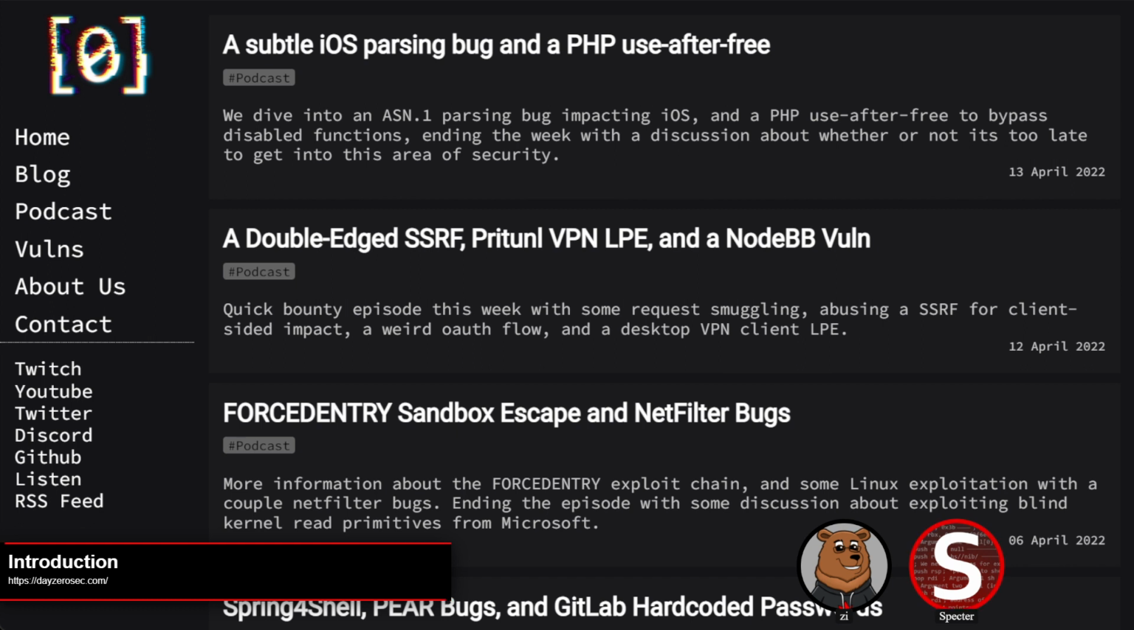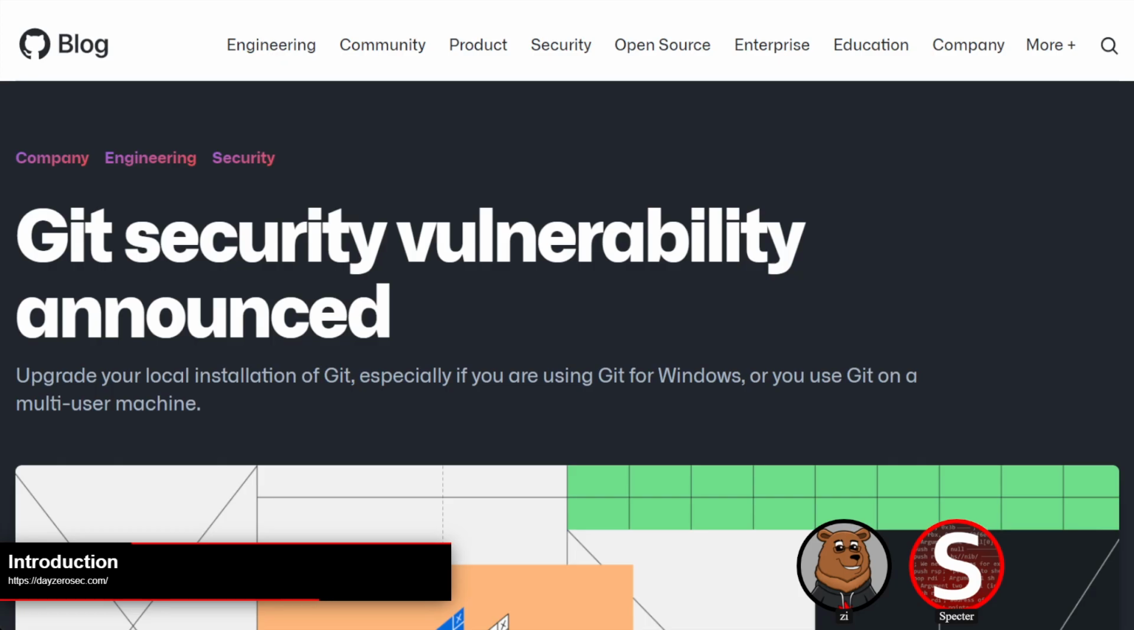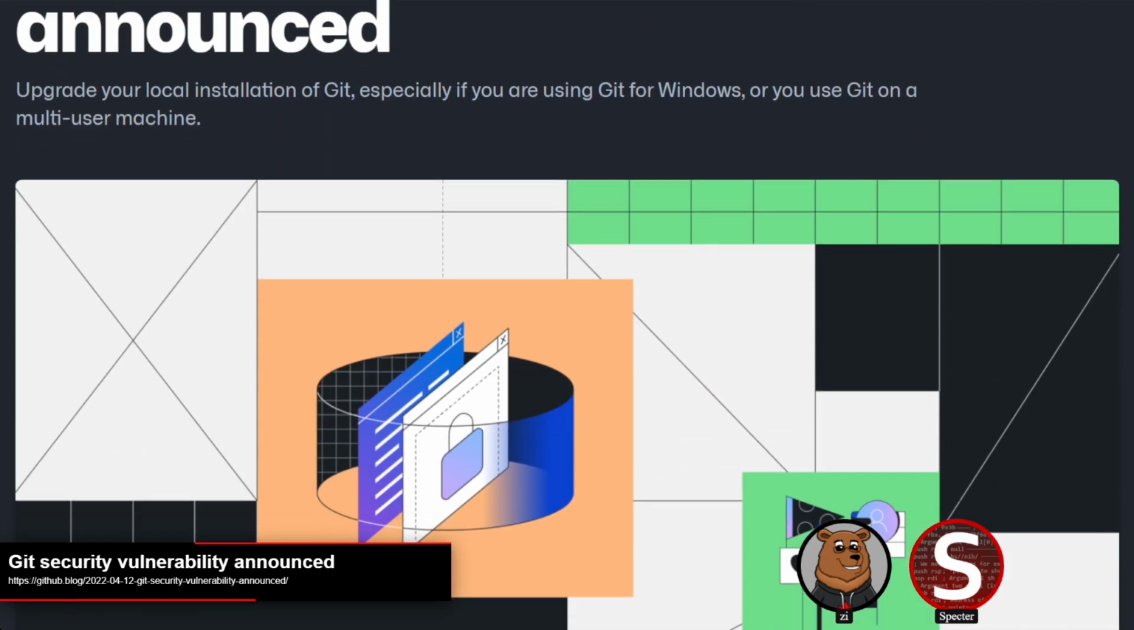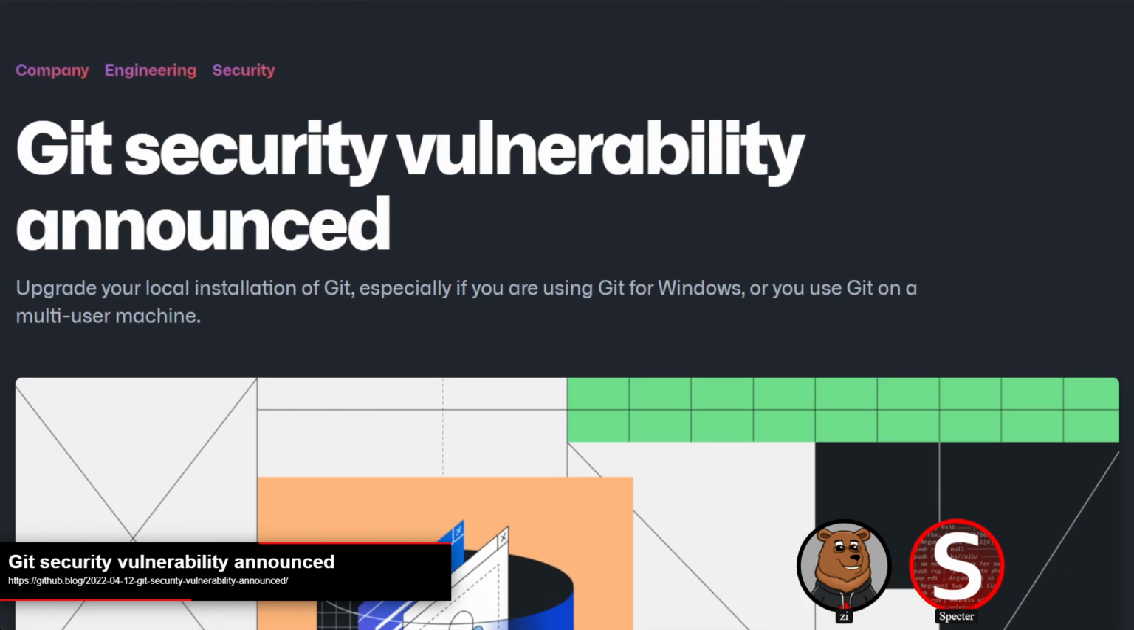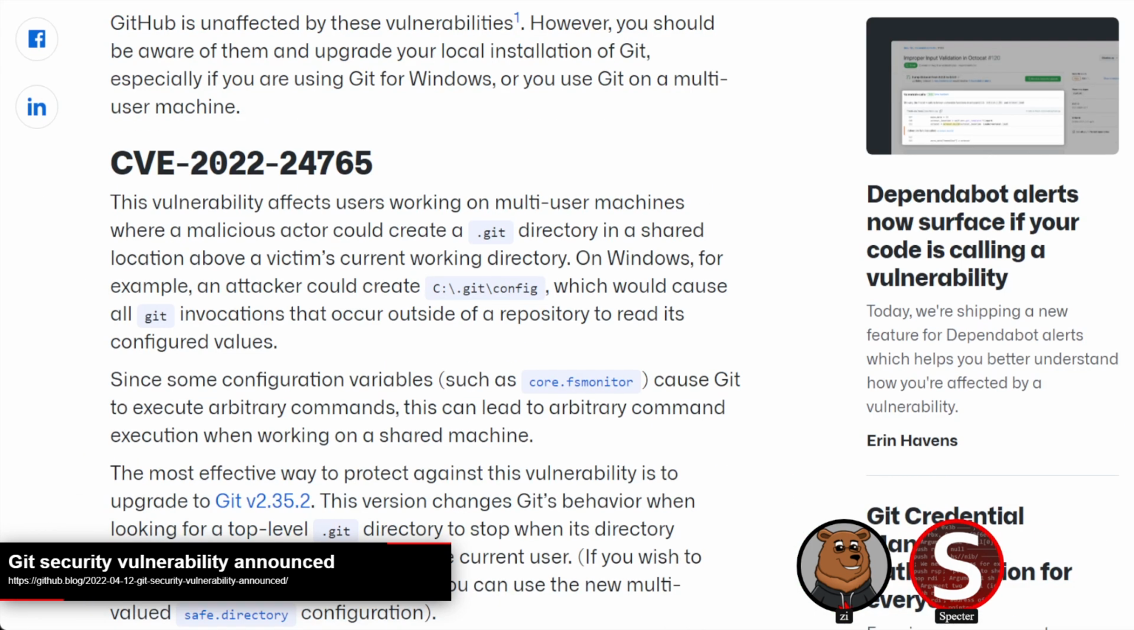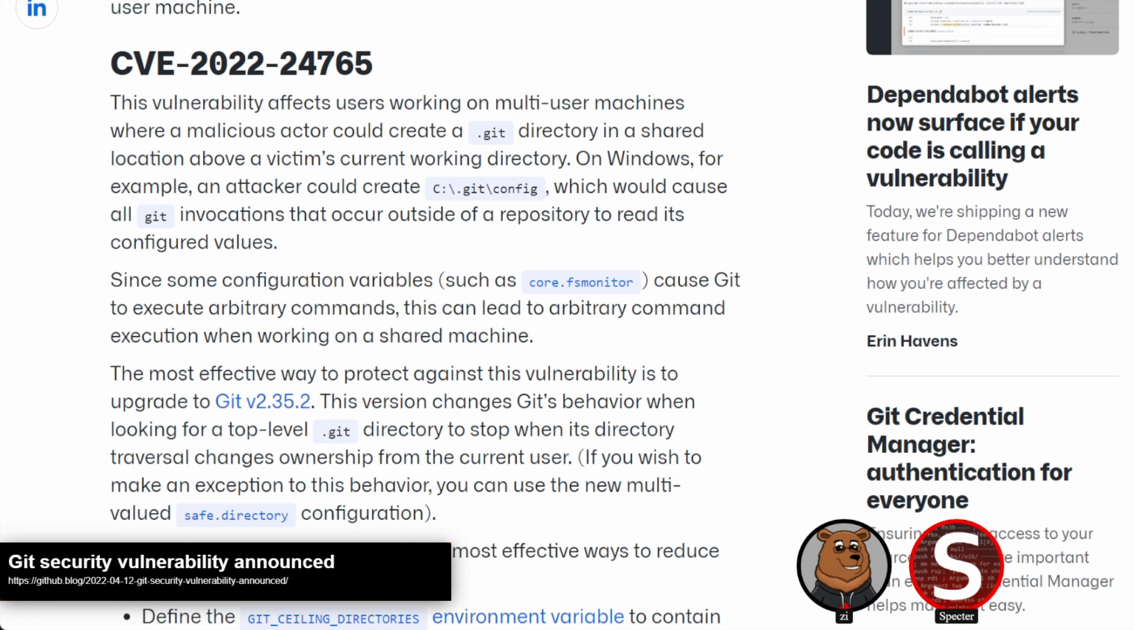All right, so we'll lead off with some Git bugs that were detailed on the GitHub blog here. It's worth noting these issues don't affect GitHub specifically, but affect the Git local client. So they recommend people update their local client. Vulnerabilities aren't super complex here.